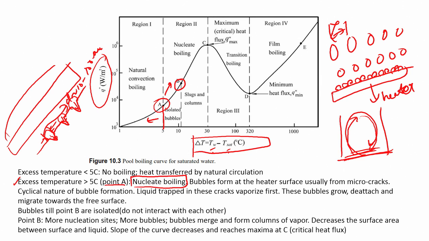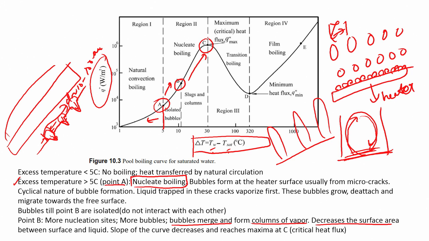So, these spaces start to become full of bubbles. These bubbles merge with each other and form columns of vapor. You will not be able to see single bubbles anymore, you will see slugs of vapor going up. This decreases the surface area, so the slope of the curve starts to decrease. You reach a critical point C, where the slope reaches some kind of a maximum. So, C is called the critical heat flux.